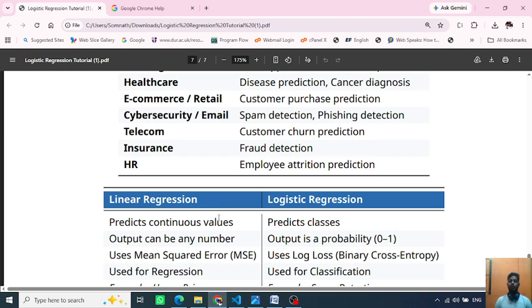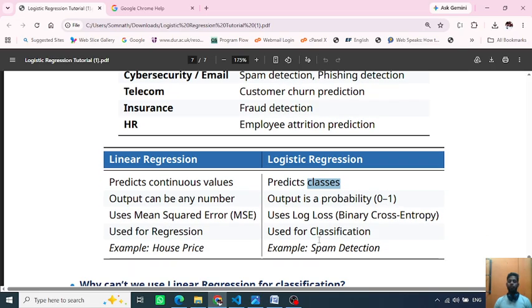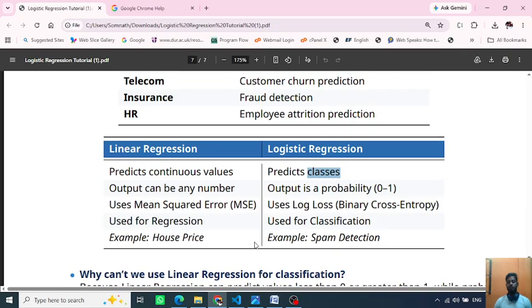So the difference between linear and logistic regression: linear regression predicts a continuous value, and here it predicts the classes. Output can be any number, versus output probability 0 to 1. Linear uses mean square error, whereas logistic uses log loss. Linear is used for regression, logistic for classification. Example: house price, spam detection.